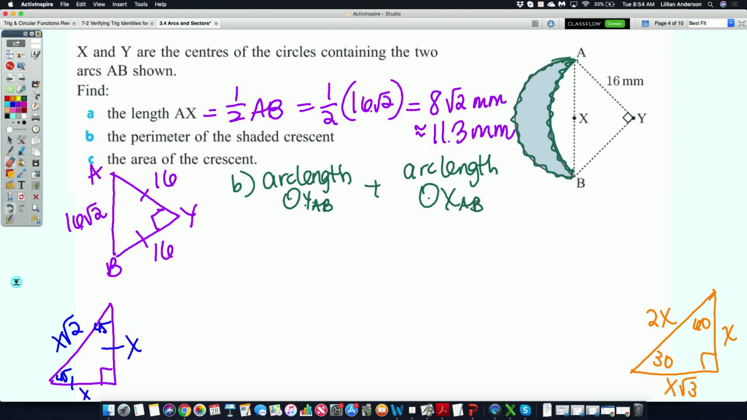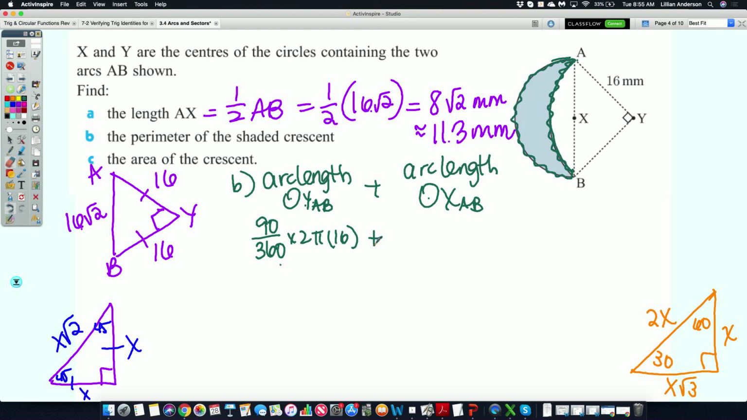Arc length is what formula? Theta over 360 times 2 pi r. What is theta for circle Y? 90. So it's going to be 90 over 360 times 2 pi. What's your radius for circle Y? 16. And then we're going to add that to the arc length of circle X, AB.